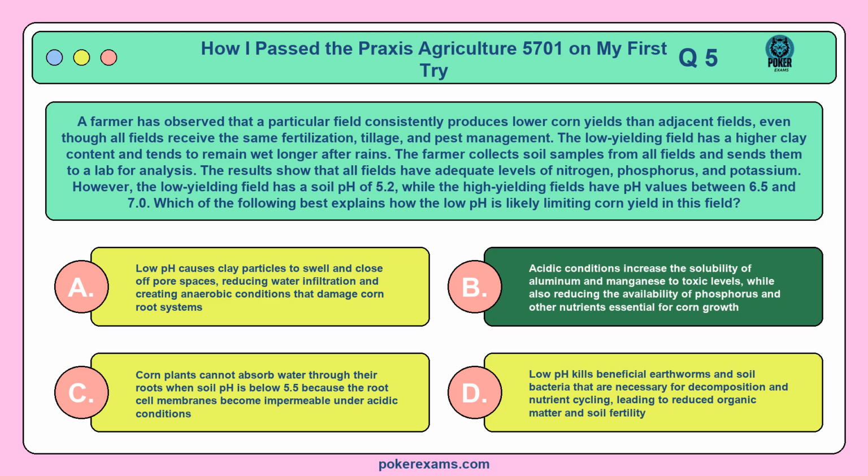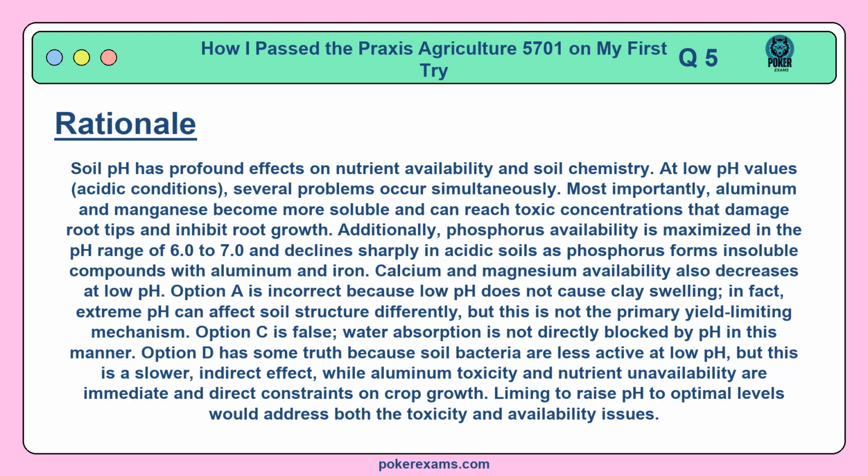The correct answer is B. Soil pH has profound effects on nutrient availability and soil chemistry. At low pH values, acidic conditions, several problems occur simultaneously. Most importantly, aluminum and manganese become more soluble and can reach toxic concentrations that damage root tips and inhibit root growth. Additionally, phosphorus availability is maximized in the pH range of 6.0 to 7.0 and declines sharply in acidic soils as phosphorus forms insoluble compounds with aluminum and iron.